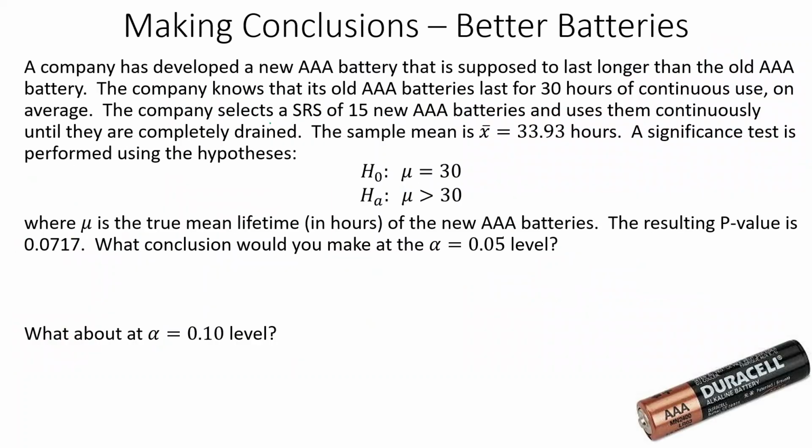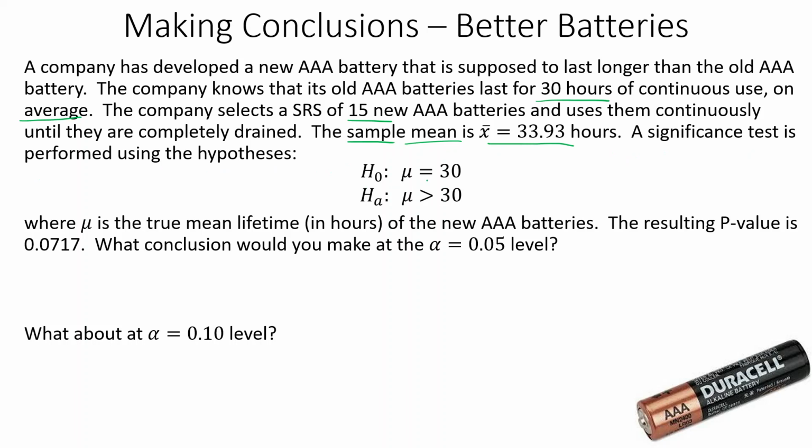Right, so a company has developed a new AAA battery that is supposed to last longer than the old AAA battery. The company knows that its old batteries last for 30 hours of continuous use on average. The company selects a simple random sample of 15 new AAA batteries and uses them continuously until they are completely drained. The sample mean is 33.93 hours. A significance test is performed using these hypotheses.